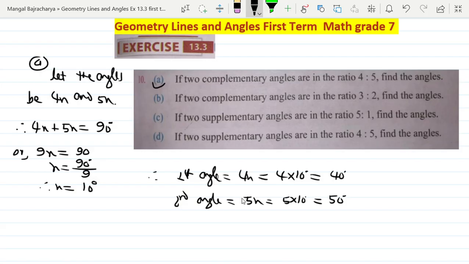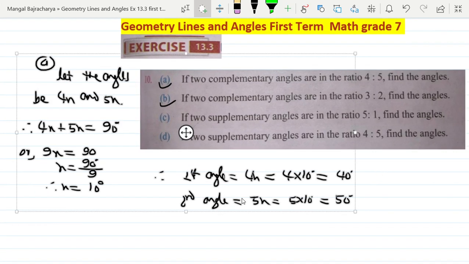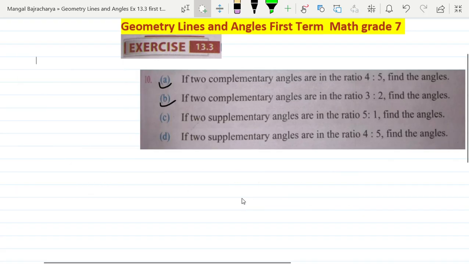Similarly, number B is there, you can do it by yourself, and I'm going with number C to let you understand. Now I'm going with number C. Let's read what the question is. If two supplementary angles are in the ratio 5:4, find the angles. So it's very much the same: angles are given in a ratio, and these are supplementary angles.